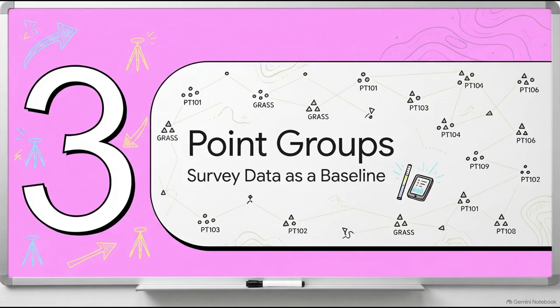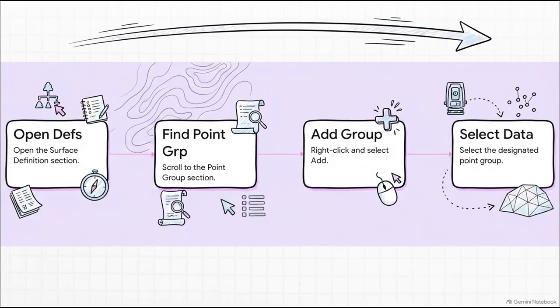Which brings us to Section 3, starting with point groups. Let's walk through this super simple 4-step rhythm to turn points into a surface. In your Toolspace Prospector, you just open up the Surface Definition tree. Scroll down to Point Groups, give it a right-click, and hit Add. Then you just select whichever point group you're using, like your existing ground survey points, you click OK, and literally in a fraction of a second, the algorithm runs and turns thousands of raw floating data points into a fully visible, workable surface. It's that fast.